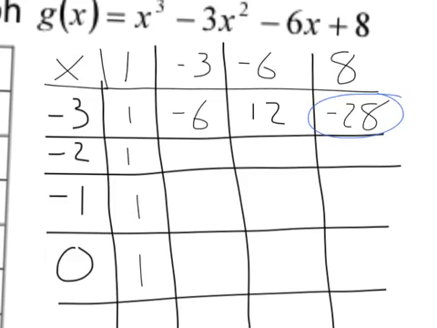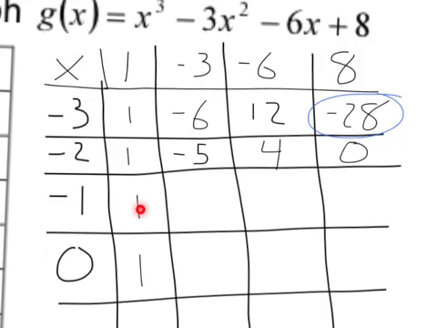Let's keep going. -2 times 1 is -2. Add it to this number up here, makes -5. -2 times -5 makes +10. +10 and -6 makes 4. -2 times 4 makes -8. -8 and 8 makes 0. Interesting. Let's keep going.